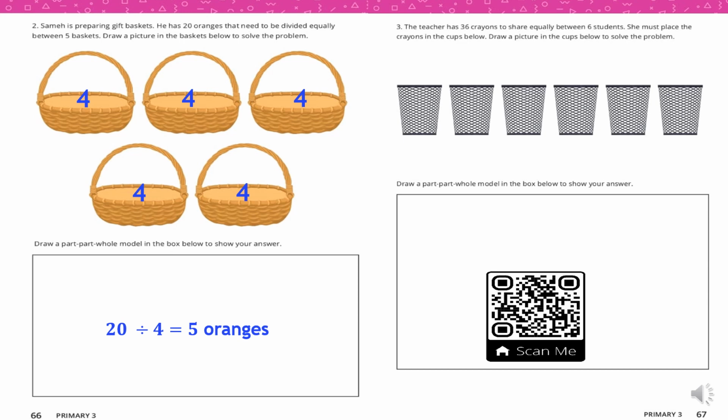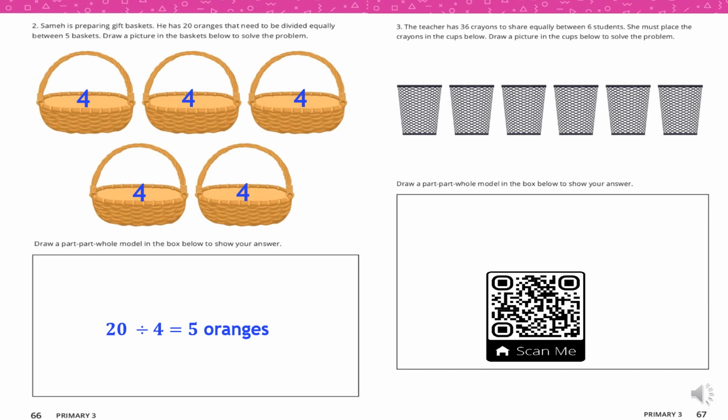She must place crayons in the cups below. Draw a picture in the cup to solve. So the whole quantity, or the whole number, is 36. We want to divide it into 6 baskets or 6 cups. So each cup will take what?